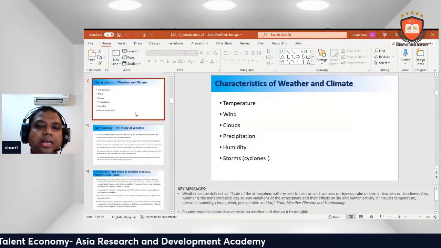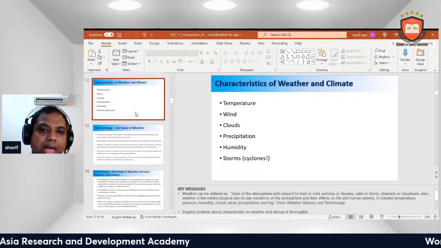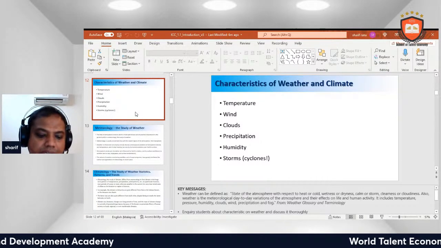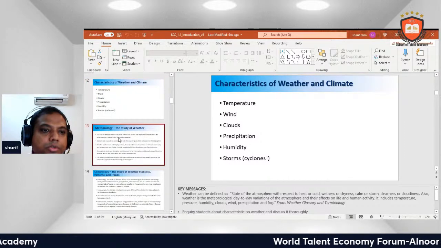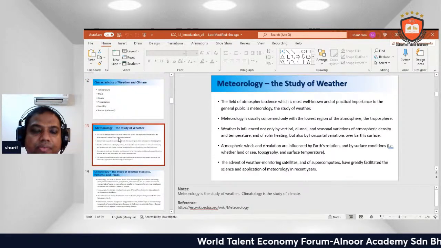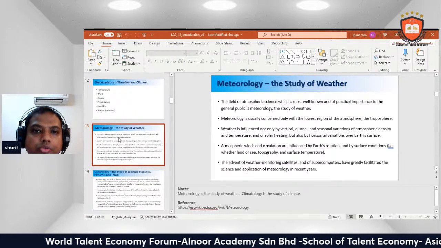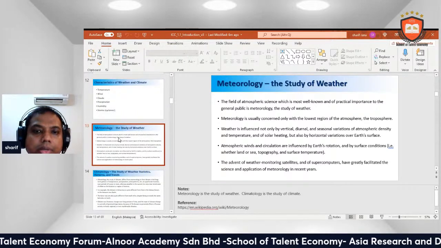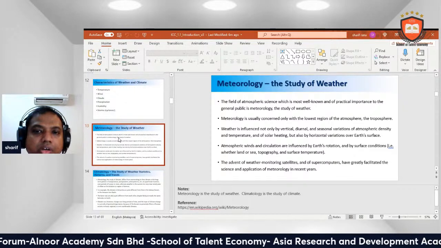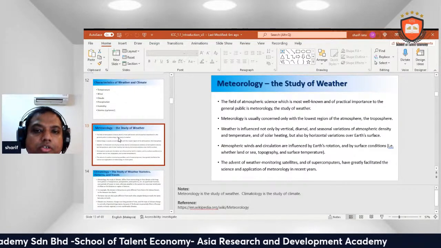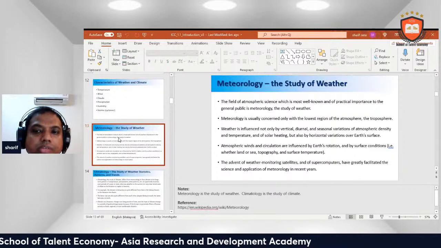Characteristics of weather and climate: temperature, wind, cloud, precipitation, humidity, and storm. The study of weather is the field of atmospheric science which is best known and of practical importance to the public: meteorology, the study of weather. Meteorology is concerned only with the lowest region of the atmosphere, the troposphere.